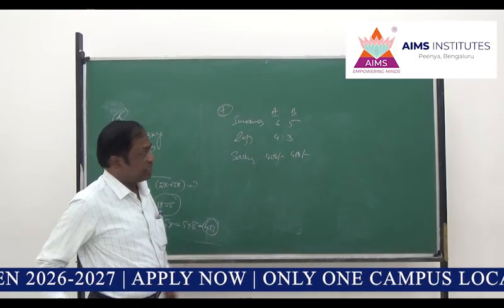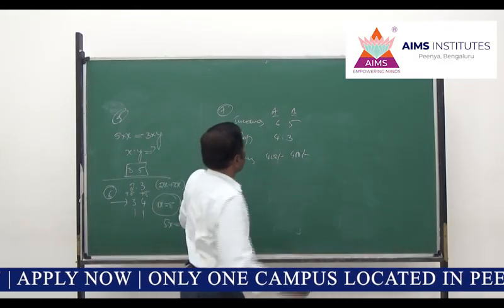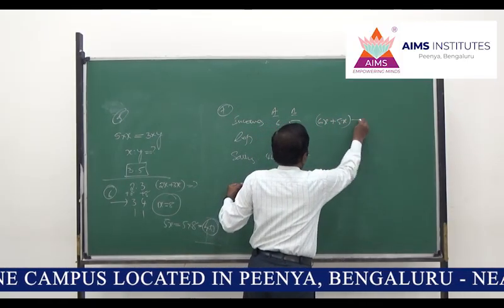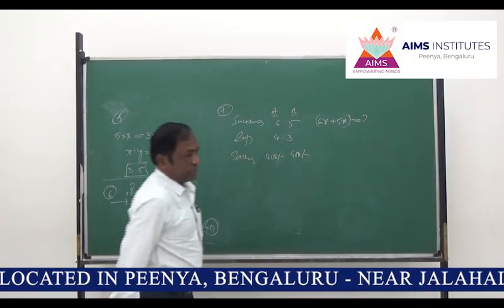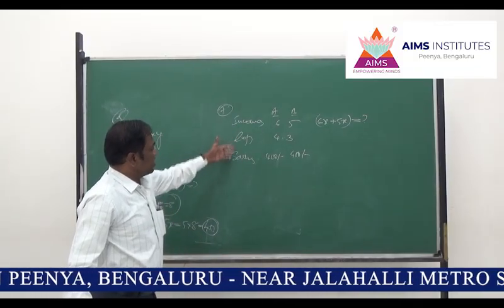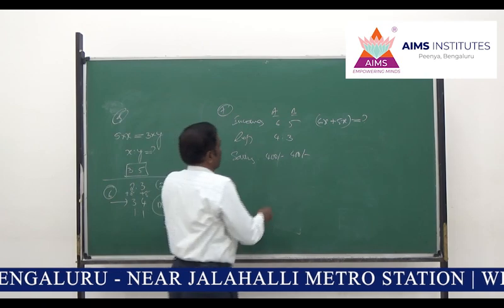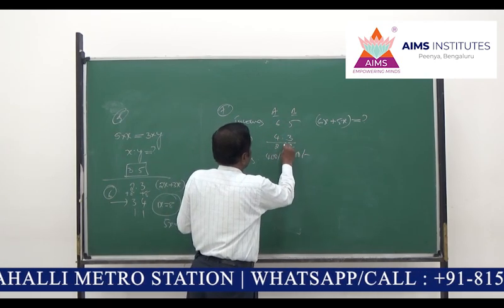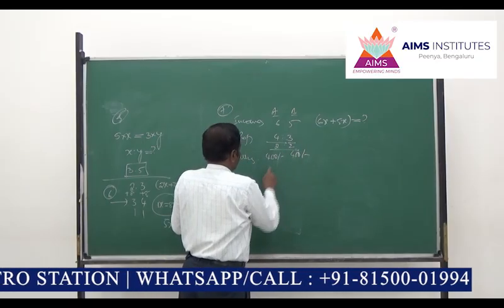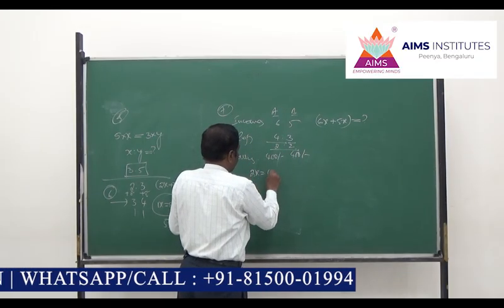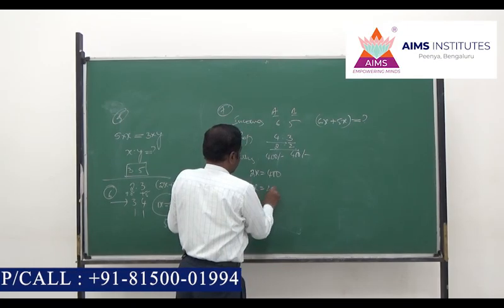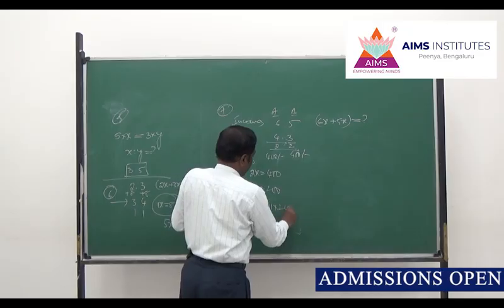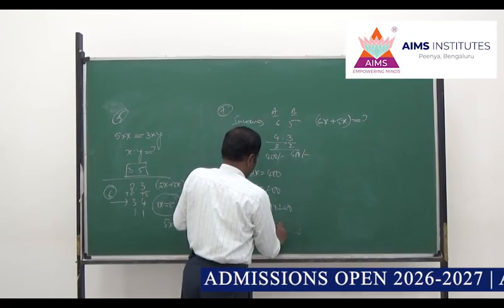Find the sum of their monthly incomes. It means 6x plus 5x equals what? Yes. Income minus expenditure is savings. Okay, now 6 minus 4 is 2, 5 minus 3 is 2, 2 is to 2, same. 2x is equal to 400. So x equals 200. So 11x equals 11 into 200. So 2200.